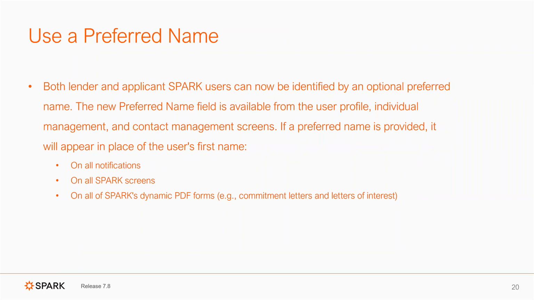We've introduced a preferred name field as well. So this applies to all Spark users. You can now include a preferred name that would appear in various places instead of that person's legal first name. So these would appear in places like notifications, internal Spark screens, dynamic forms, basically anything that's not an SBA form or official correspondence of record. So this would allow you to send notifications to Chuck rather than Charles.